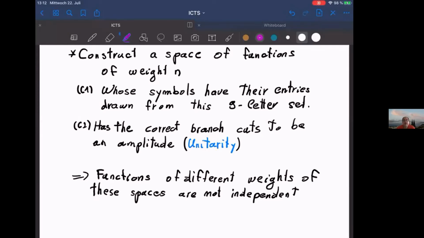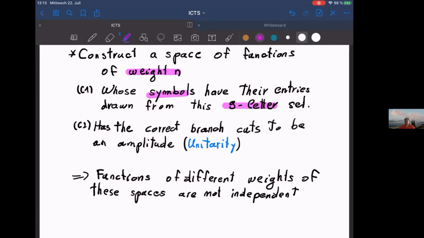So, said differently, I could try the following. I'm looking for a pure function of weight 2L. Let's say weight n, just to fix the idea. And I tell you that the symbol of this, so let's try to construct the most general function, has letters only from this 9-letter set that I observed at 2 loops.